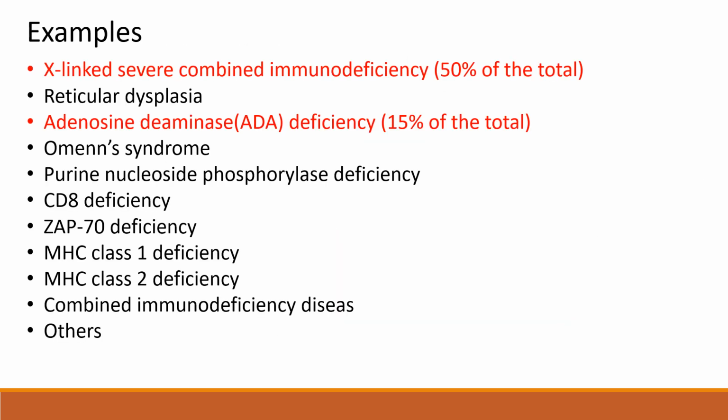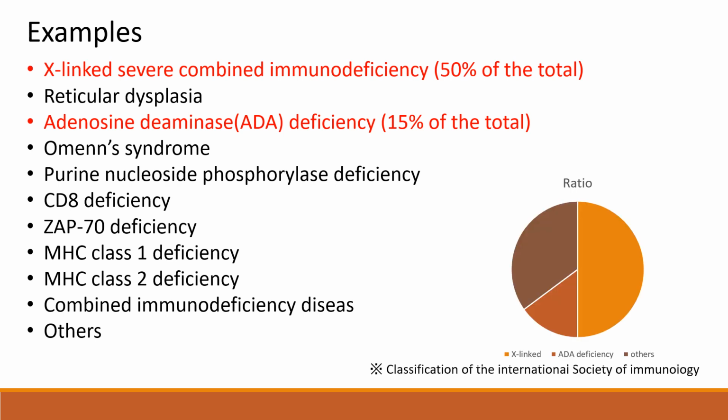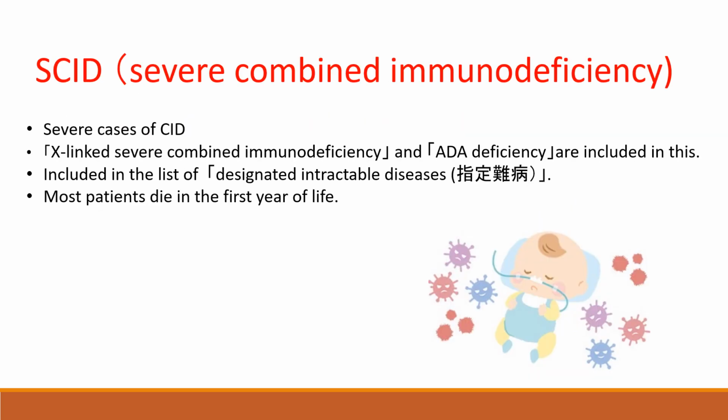There are 9 major examples of this disease. We will discuss X-linked severe combined immunodeficiency and ADA deficiency, which account for the largest proportion of these diseases. Next, we will introduce SCID, which is considered the most severe form of CID. X-linked severe combined immunodeficiency and ADA deficiency are also included in this category. SCID is one of the list of designated intractable diseases. Many patients are said to die within the first year of life.